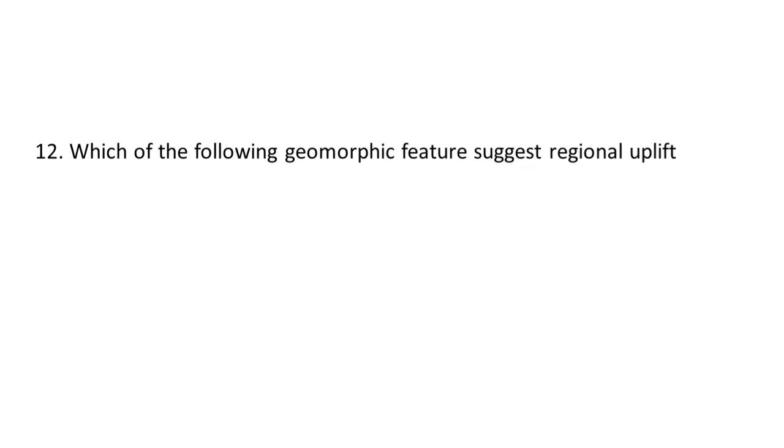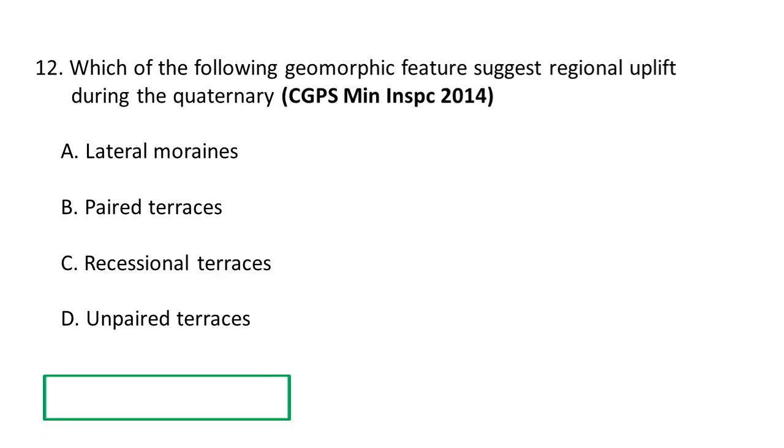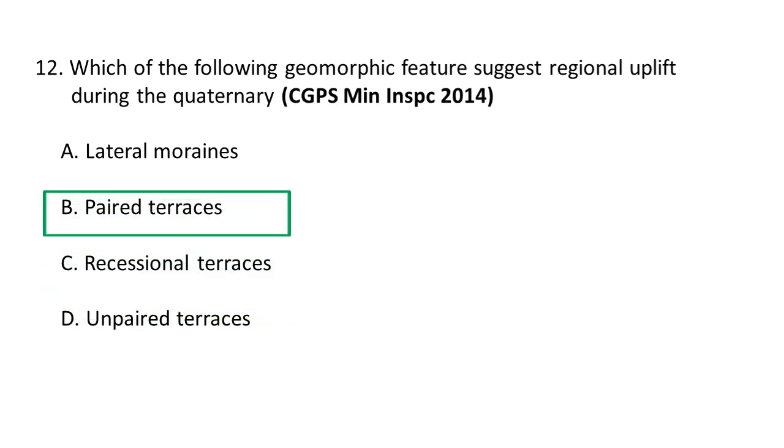Next question. Which of the following geomorphic features suggests regional uplift during the Quaternary? A. Lateral moraines, B. Paired terraces, C. Recessional terraces, and D. Unpaired terraces. So, the correct option goes as paired terraces. Regional uplift during the Quaternary period can cause the formation of paired terraces. When rivers flood, the sediment builds up on the floodplain, and over time, the river cuts into the sediment and carries it downstream, leaving behind the abandoned floodplain as a river terrace. So, paired terraces suggest the regional uplift during the Quaternary.